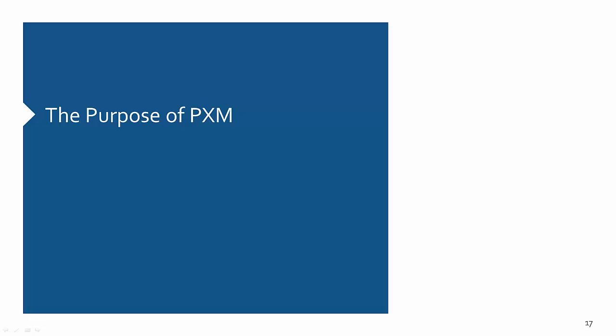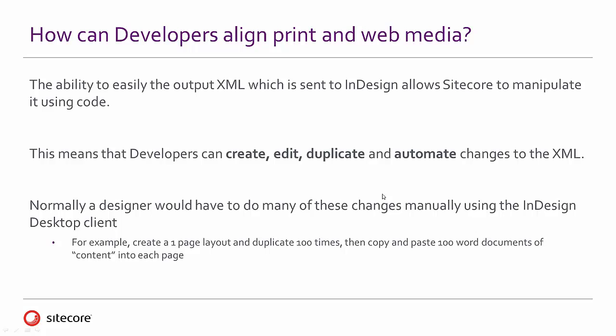So after all that explanation about the web world and the print world and the different challenges and use cases that they face, in the end, what is the purpose of PXM? Well, PXM allows designers and developers to easily align print and web media. And how it does this is basically by reusing the Sitecore repository as the place for storing the content, which is probably obvious, but it's also the ability to store the actual InDesign design itself within Sitecore. And these are stored as Sitecore items, and it outputs the design as XML.